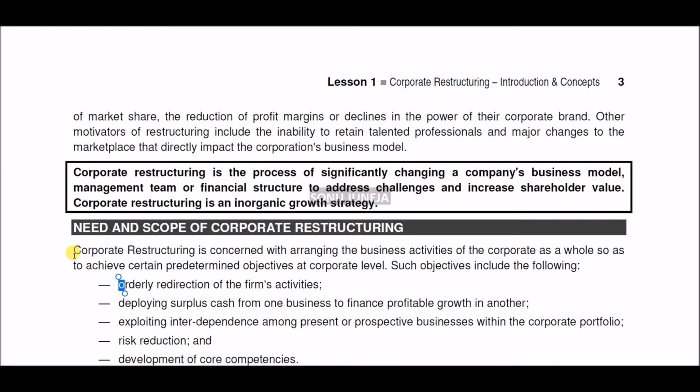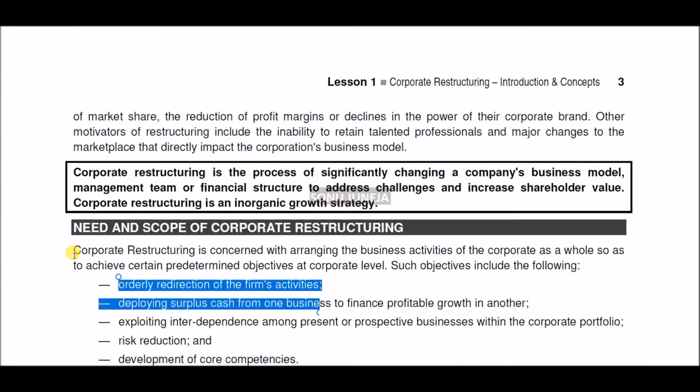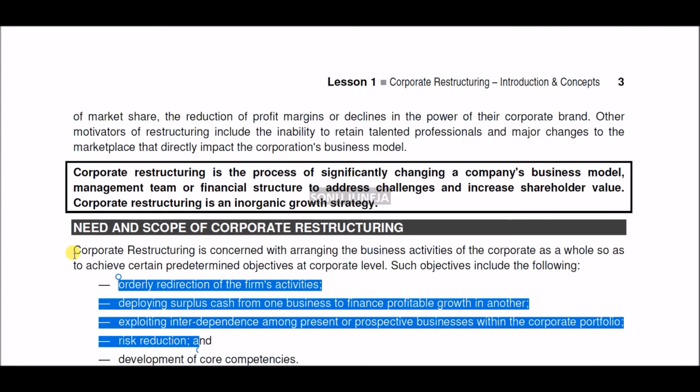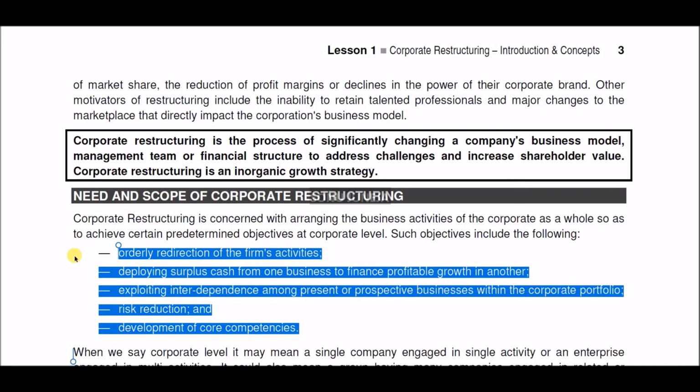So the first is orderly reduction of activity. So it redirect the firm activities. Then to deploy surplus cash from one business to finance the profitable growth in another. So the surplus of one business finances another business and helps in profitable venture. Now exploiting interdependence among the present or prospective business within the corporate portfolio. Then you have the risk reduction, development of core competency.